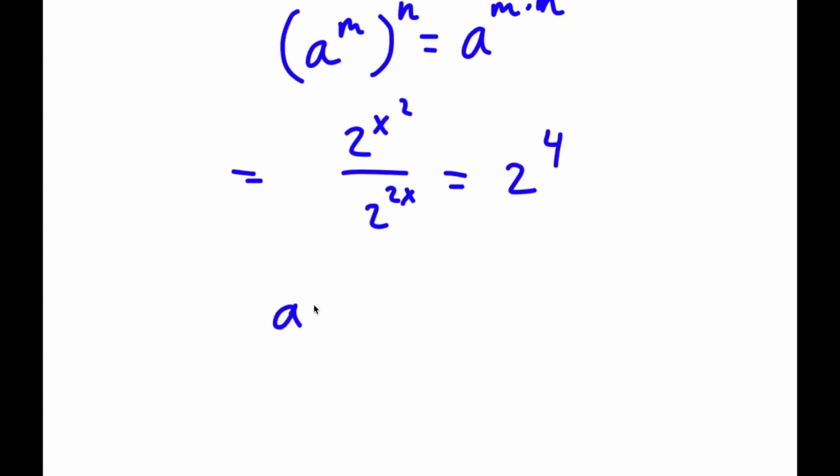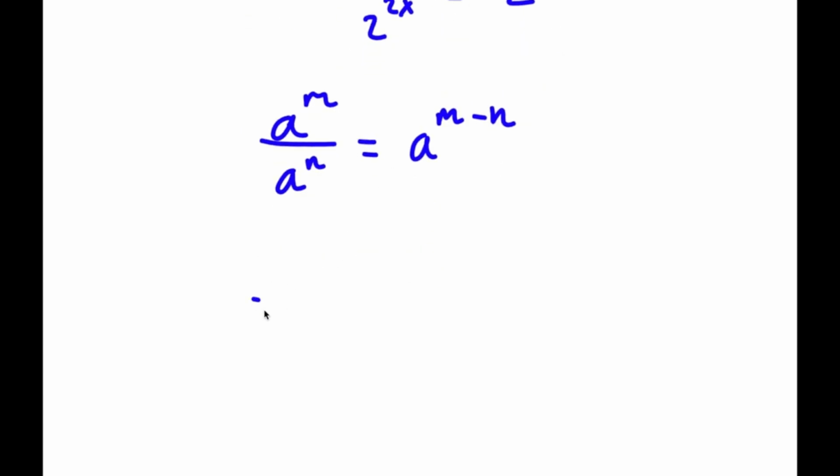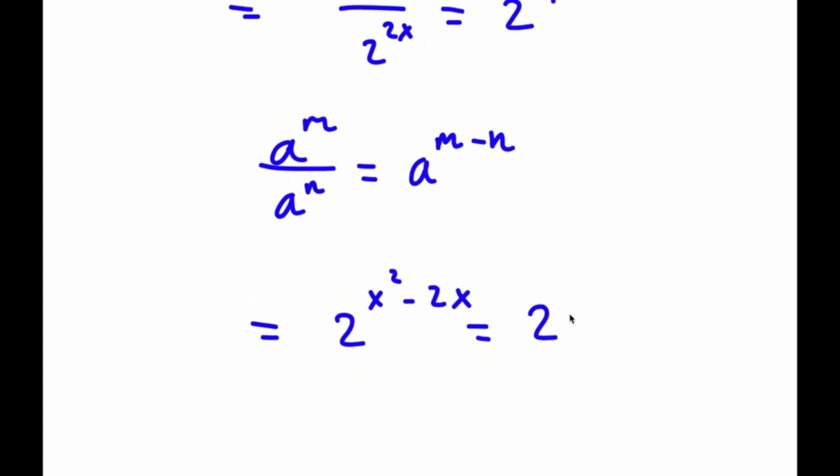Now if I have something in the form a to the power of m over a to the power of n, this is equal to a to the power of m minus n. So 2 to the power of x squared over 2 to the power of 2x is going to equal 2 to the power of x squared minus 2x, which is equal to 2 to the power of 4.